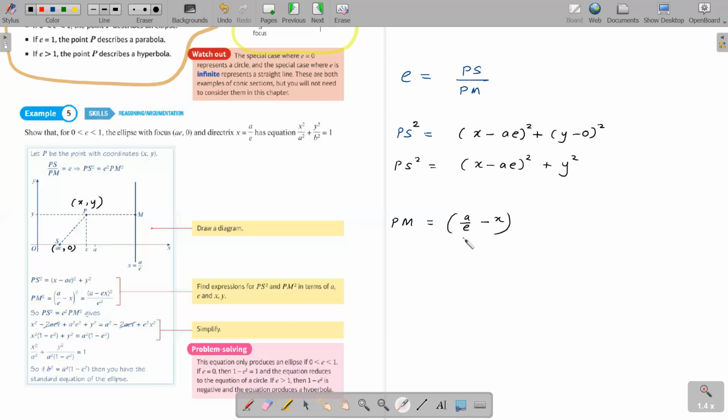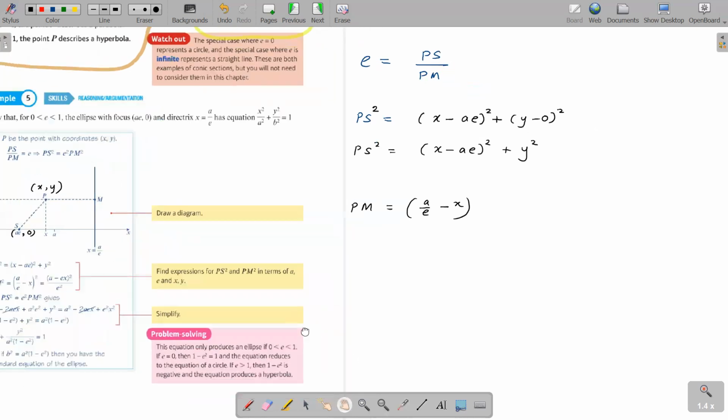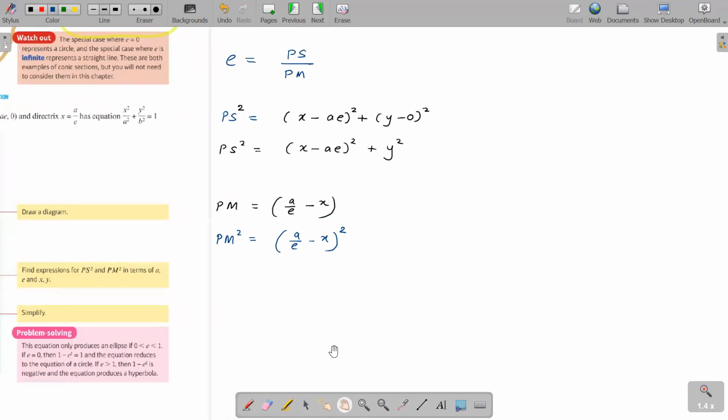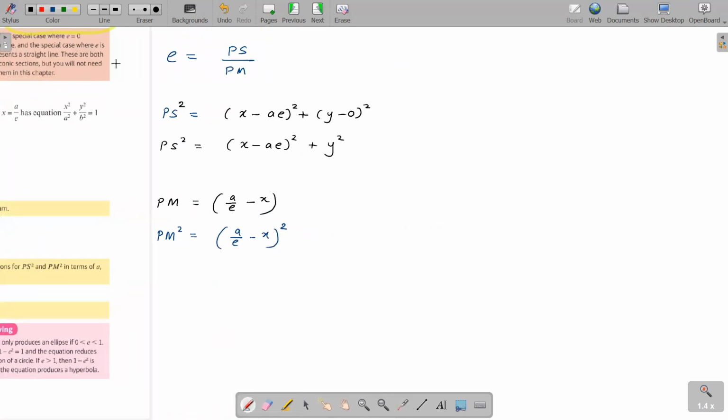Okay, now let's use it in this equation. However, you can see I have here PS squared, right? So what I'll do is make this PM squared. Let's make it PM squared equal (A over E minus x) whole thing squared. Okay. Now let's input our equation. Our equation is E equals PS over PM. We will square it. So I end up getting E squared equals PS squared over PM squared. Take PM squared to the other side. So I get here PM squared multiplied by E squared equals PS squared.